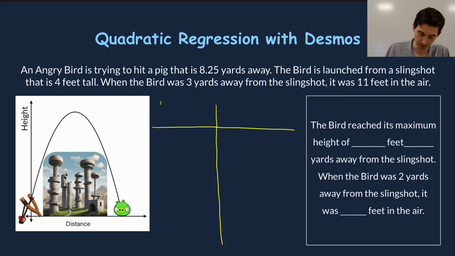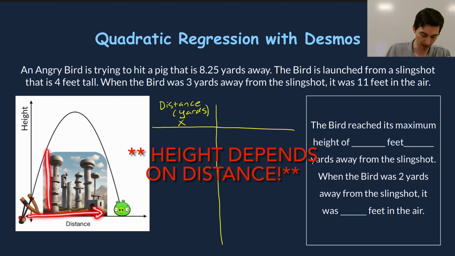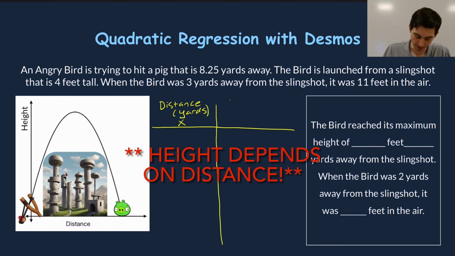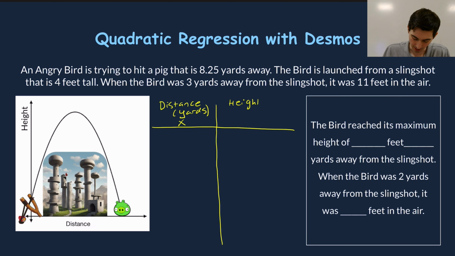So my x value is going to be my distance, and that's in yards. And then the further away we are from the slingshot kind of depends on how high we are. So my y value is going to be my height again, and that's still in feet. This is my y. So my independent variable is the distance away, and the height depends on the distance from the slingshot.